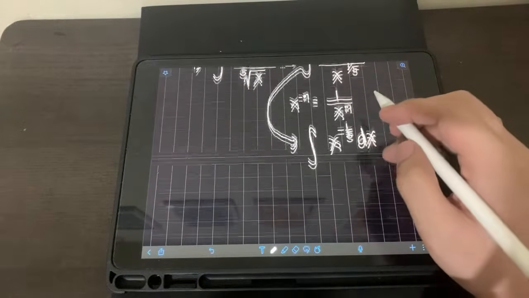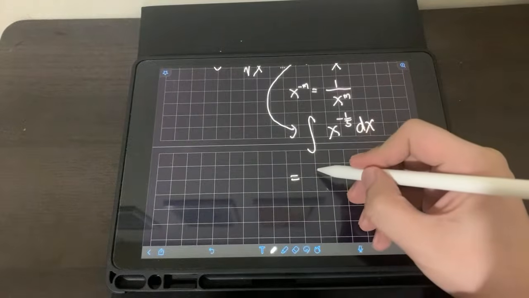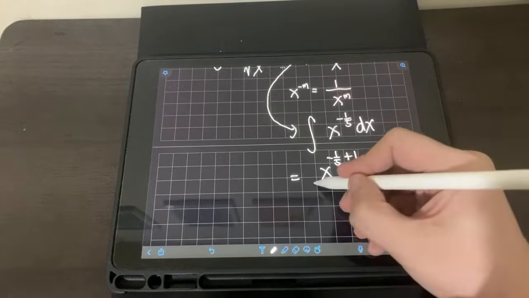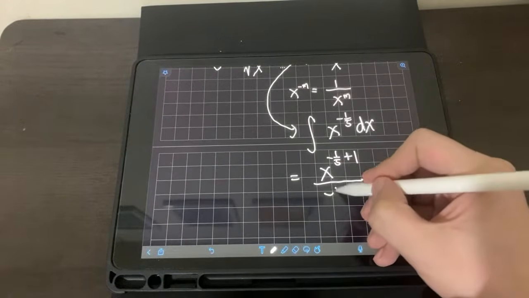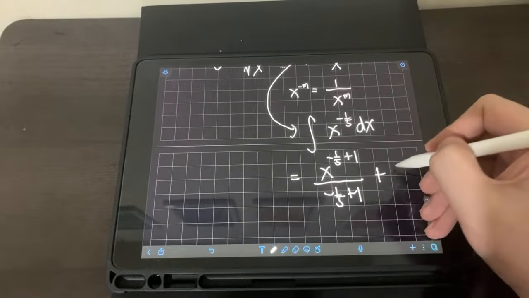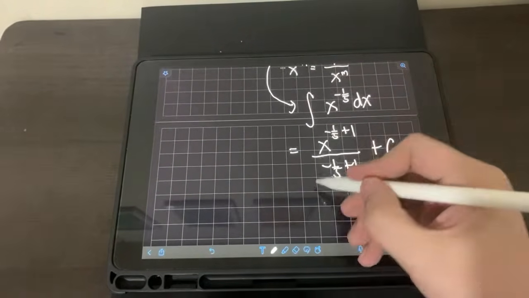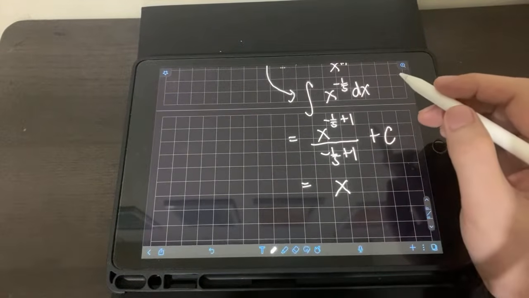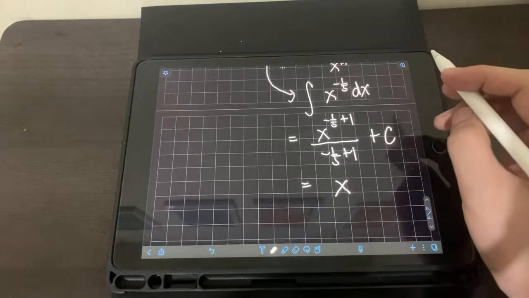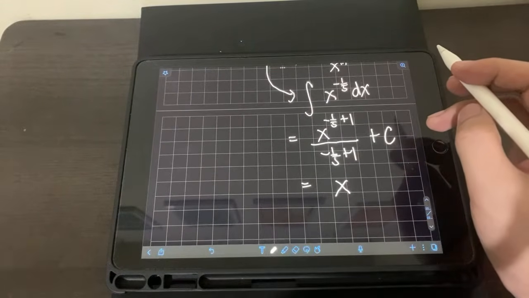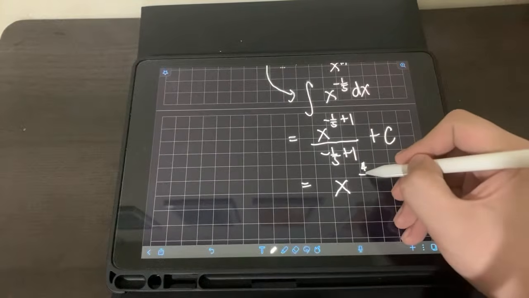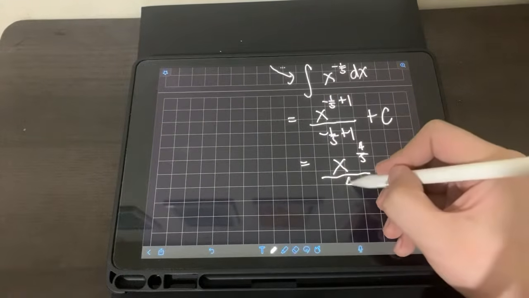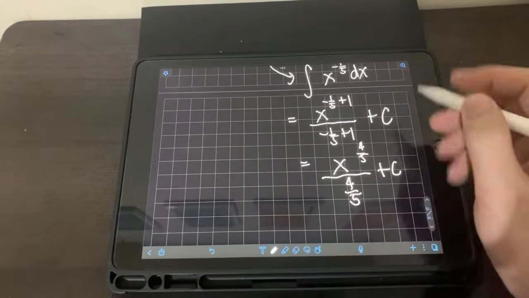Your n is negative 1/5. So therefore, the value of this integral is x raised to negative 1/5 plus 1 divided by negative 1/5 plus 1 plus c. Okay? So, simplifying, we have x raised to, what is negative 1/5 plus 1? It is 4/5, right? Divided by negative 1/5 plus 1, also 4/5 plus c.